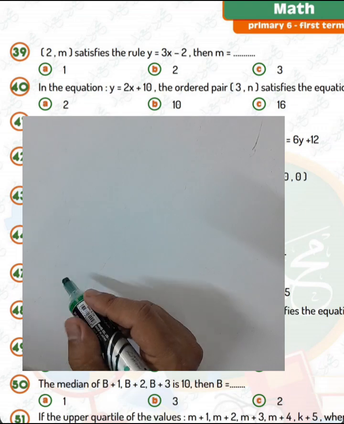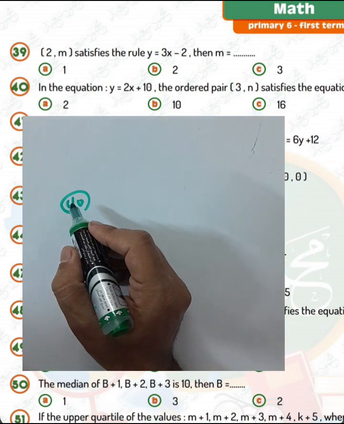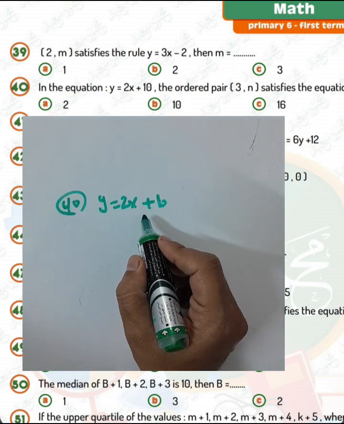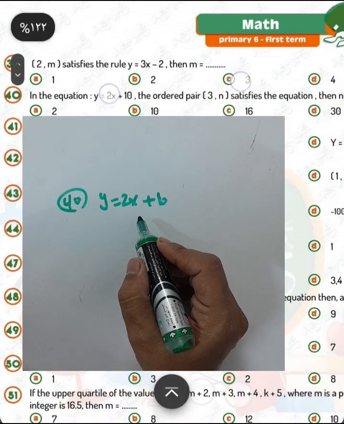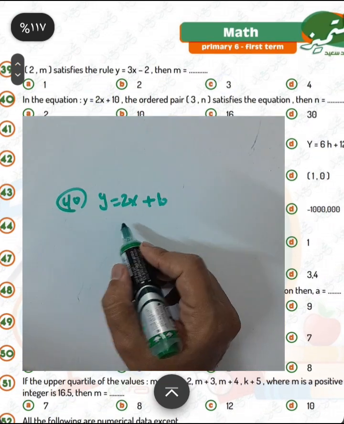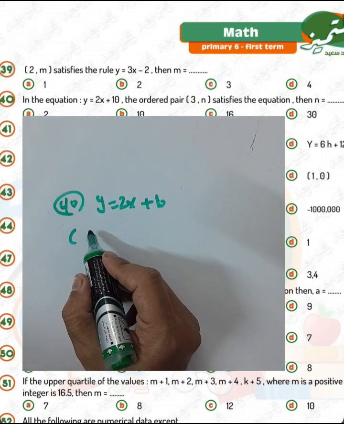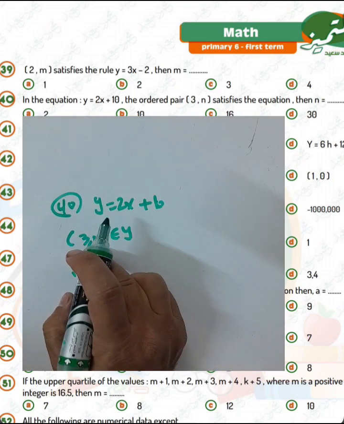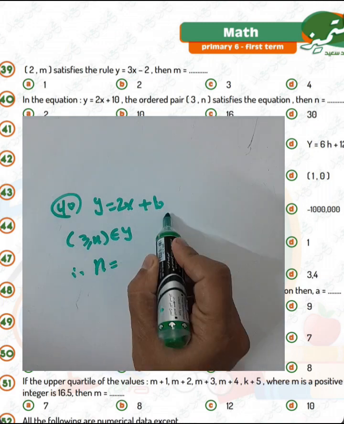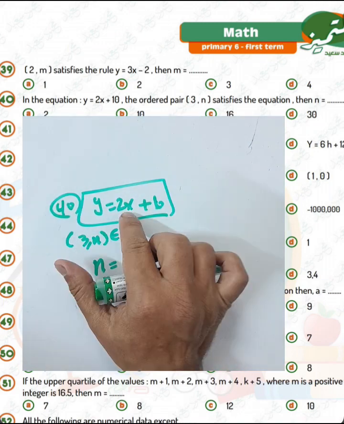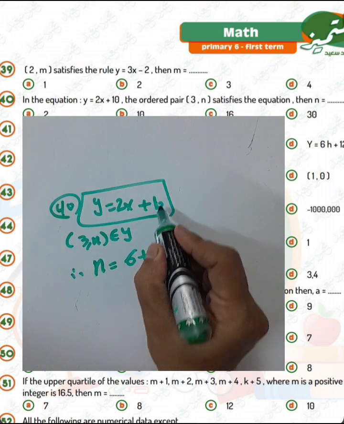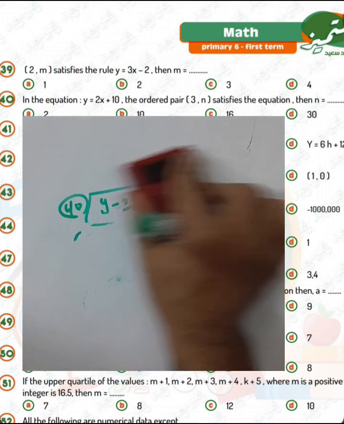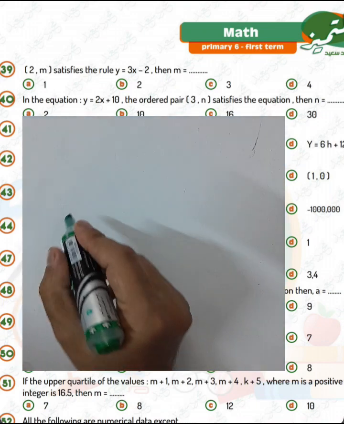Okay, question 40. In the equation y equals 2x plus 10, the ordered pair (3, n) satisfies the equation. Then what will n be? We must put this point in. We have (3, n) satisfying the equation, so we put x equal 3 and y equal n. Then n equals 2 times 3, which is 6, plus 10. Then n will be 16. The result about this example will be 16. Okay, letter C. Question 41.